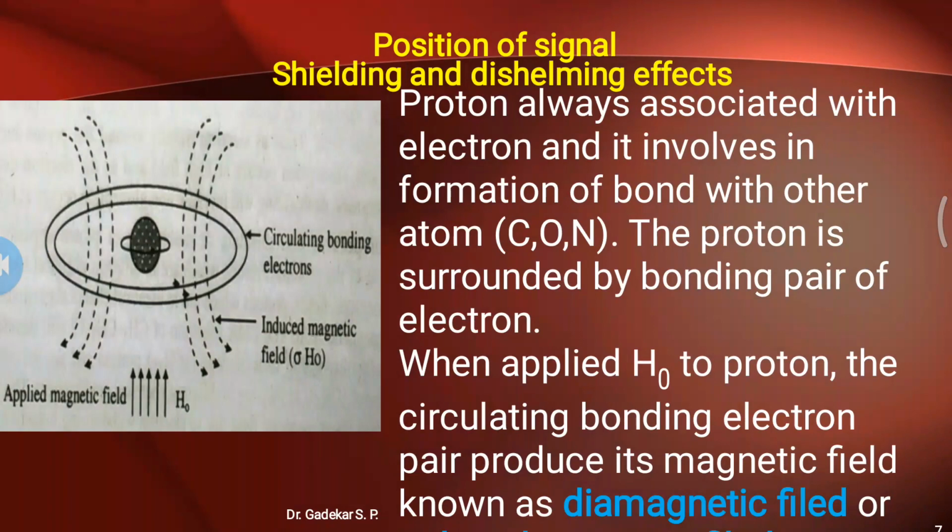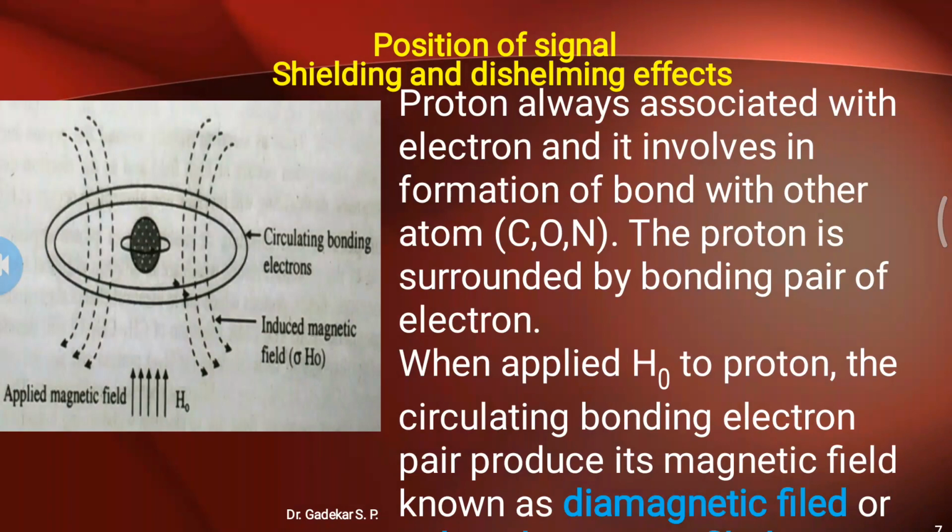So the plus I effect shows the shielding effect, and the minus I effect shows the de-shielding effect. Electron donating and electron withdrawing groups play a major role in shielding and de-shielding effects. When a magnetic field H0 is applied to a proton, the circulating bonding electron pair produces its own magnetic field, known as the diamagnetic field or induced magnetic field.